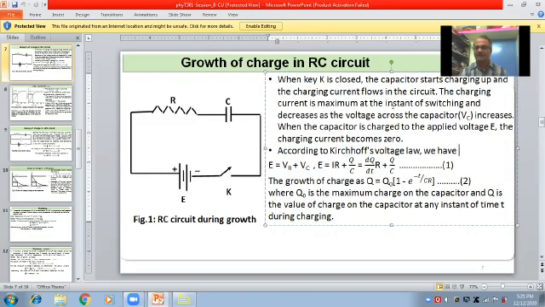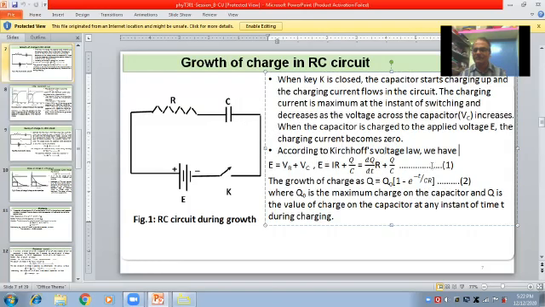So the current is maximum at the instant of switching, and it decreases as the voltage across the capacitor increases. When the capacitor is charged to the applied voltage, meaning when the capacitor is charged to its maximum capacity, the charging current becomes zero. Once the capacitor is fully charged, there will be no current through this circuit.